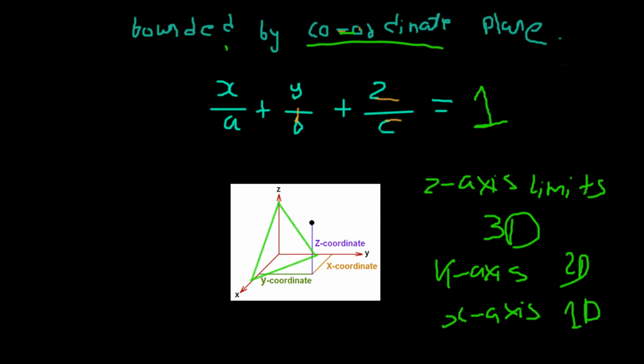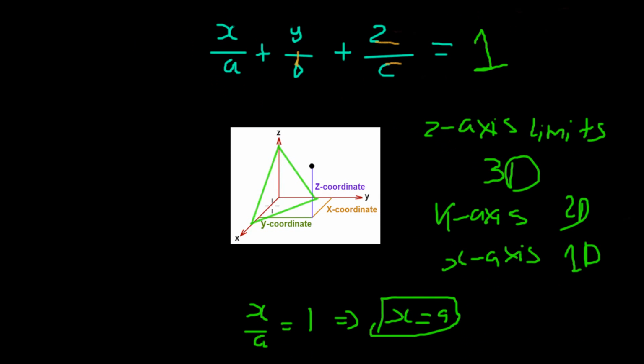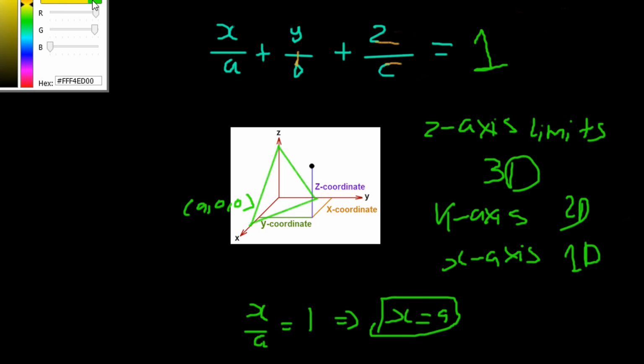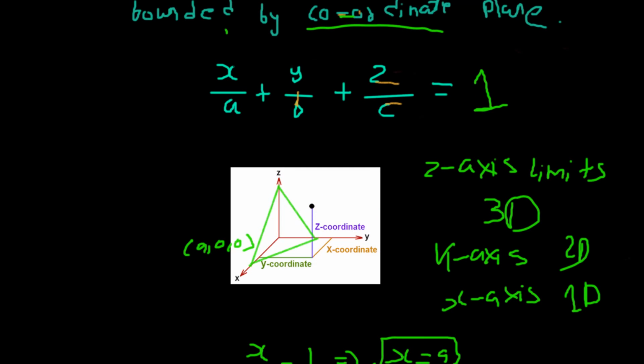Let's see, x by a. For x we say x upon a equals 1, so x equals a. This is the first one. So let's write for x: as I mentioned earlier, it will be a, 0, 0. Let me change the color also for better understanding. I like using different color shades.